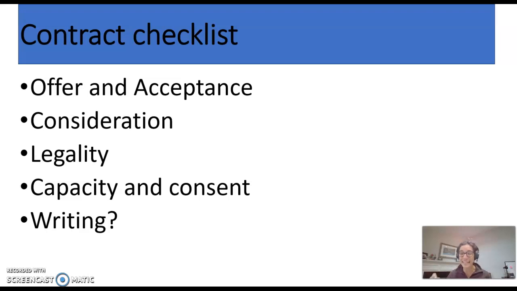I'm going to walk through each one of these, and each one of these is a chapter in your book, walking through the contracts checklist. So we have offer and acceptance, something called consideration, which means something very different than it does in regular English. Legality, a contract has to be legal. There must be both capacity to contract and consent, and in some cases, the contract has to be in writing.